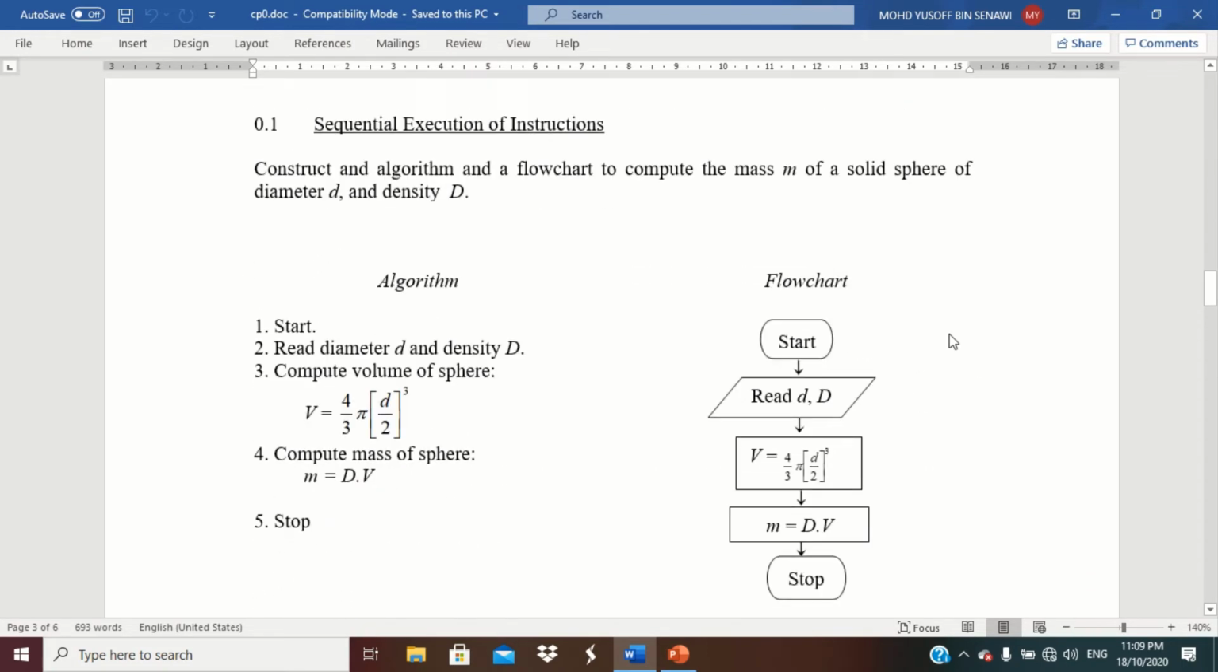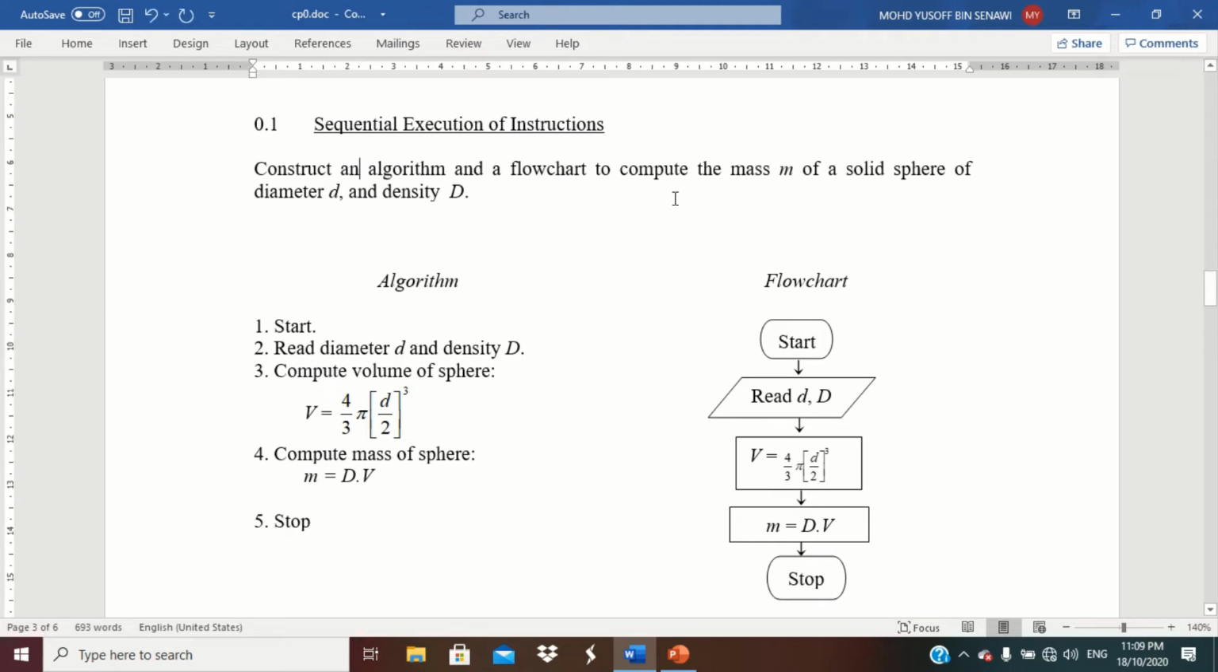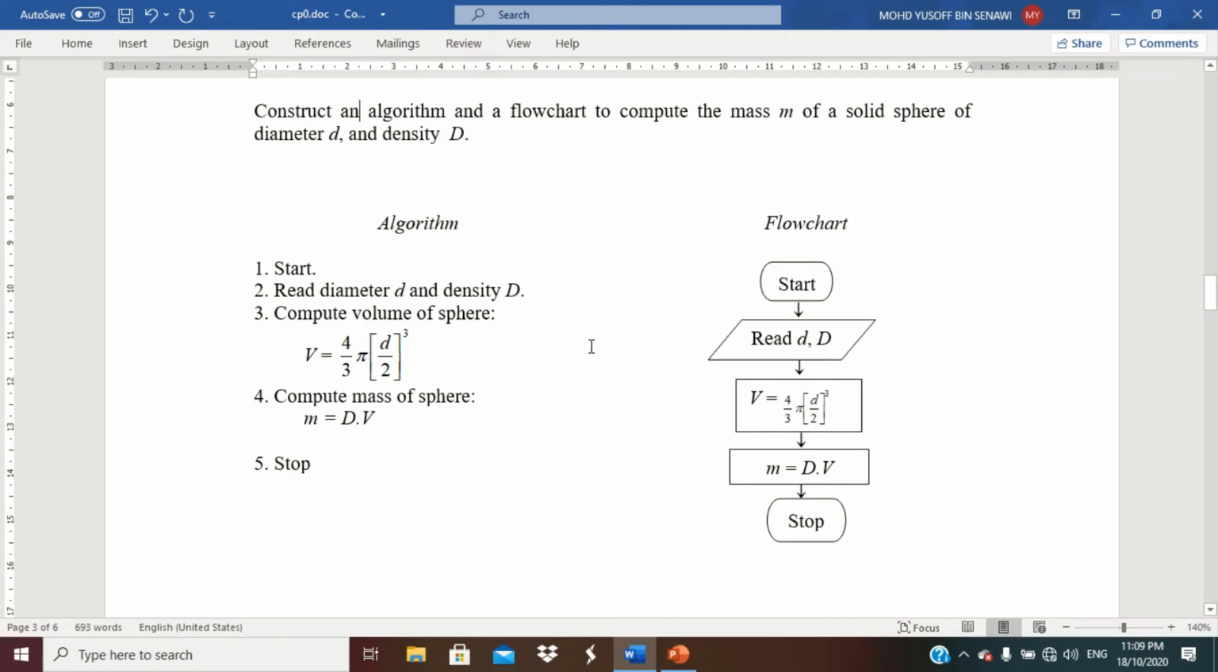In this example, we have the sequential execution of instructions. So the problem is: construct an algorithm and draw the flowchart to compute the mass of a solid sphere, diameter small d, density capital D. On the left, we have the algorithm. You always begin with start.